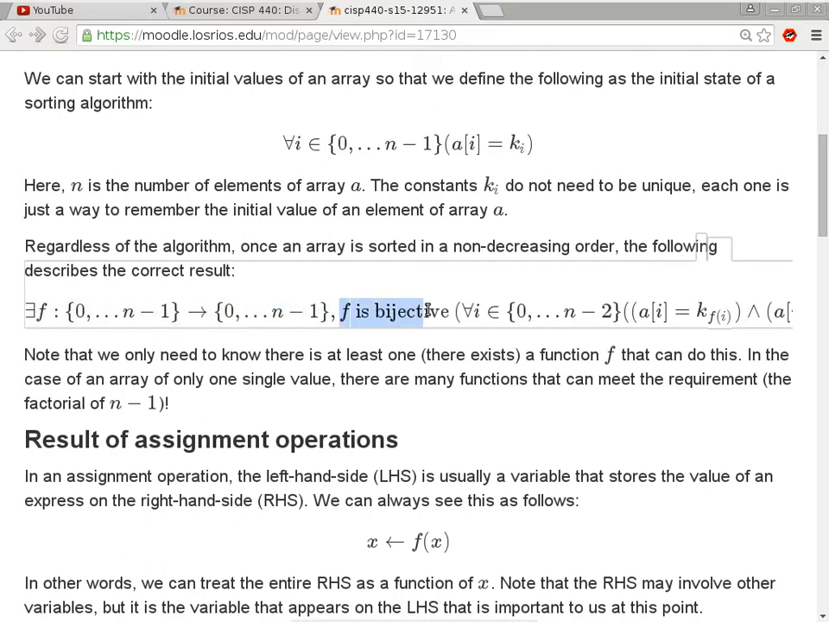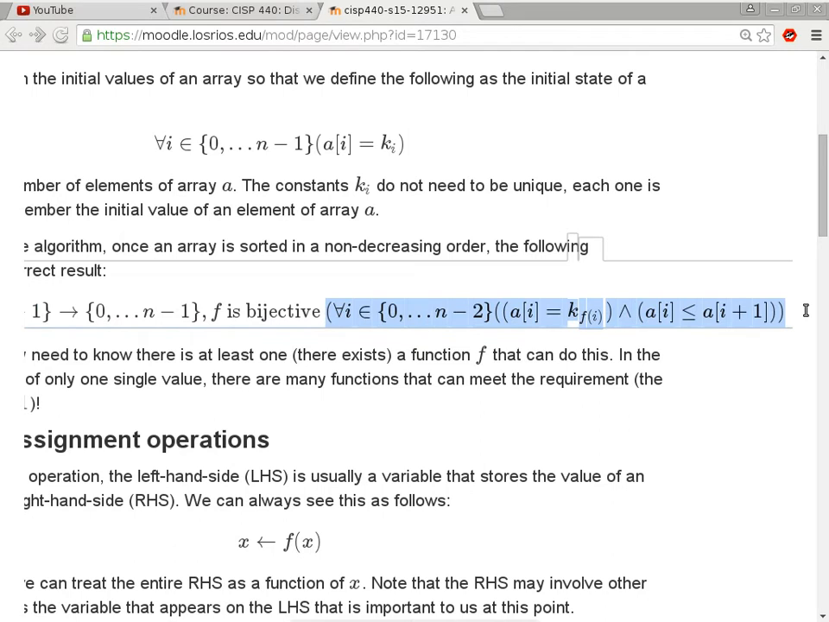Then we say f also has to be bijective. In other words, it has to be injective and surjective at the same time. Are we still doing okay so far with this assumption? So there has to be a function f that meets these requirements. It has to map from 0 to n minus 1 to 0 to n minus 1, and it has to be bijective. What else can we say about this function f that has to exist? The rest of this stuff here.